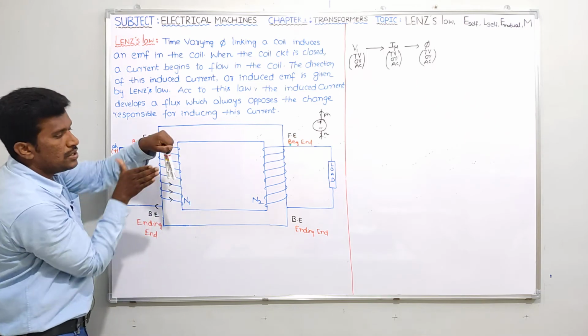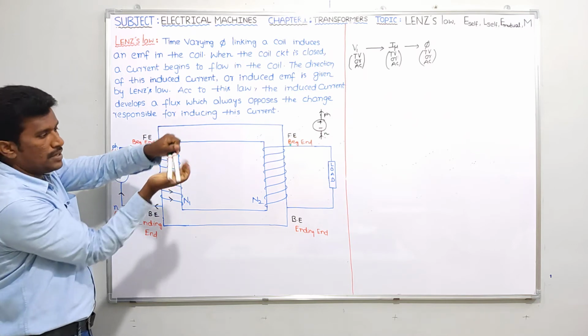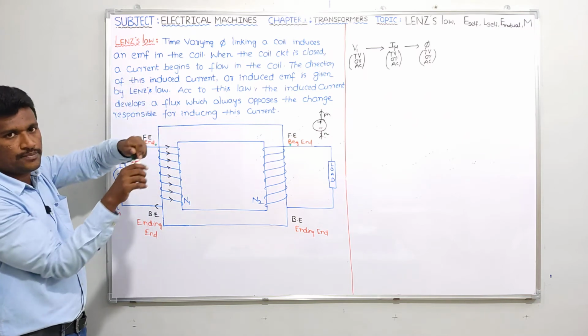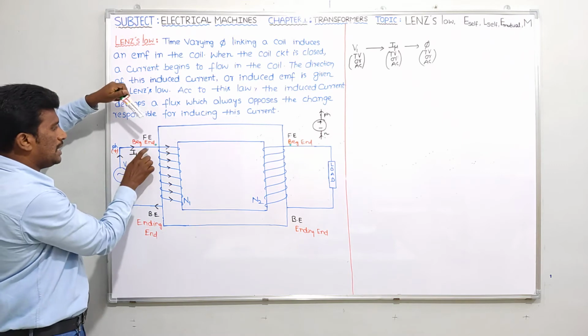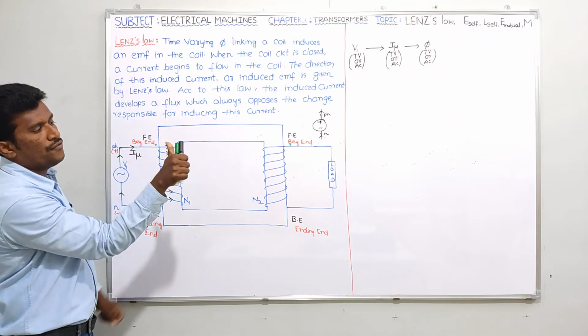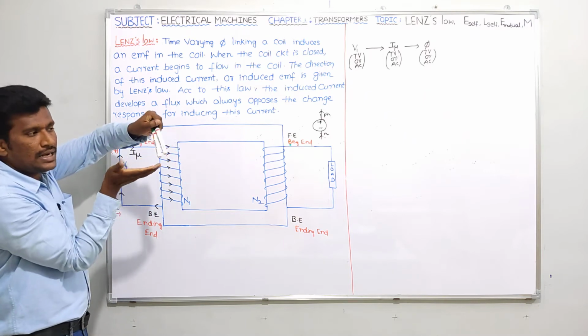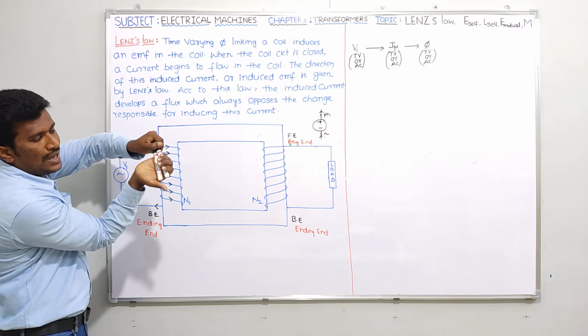Current entering means you should show like this. Current leaving means you should show it like this. If current is entering at the front end, please try to understand, it should show this, the rapid finger should be like this. Flux will be upwards.